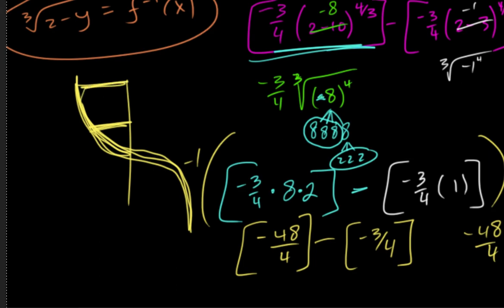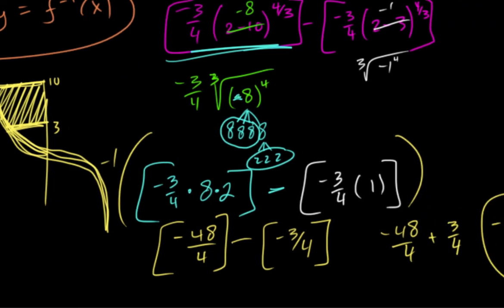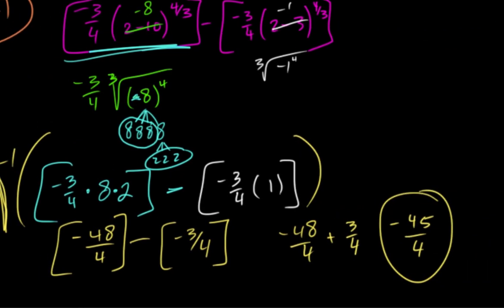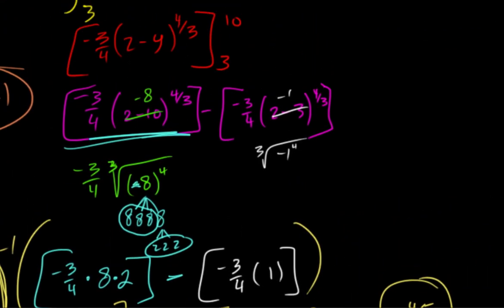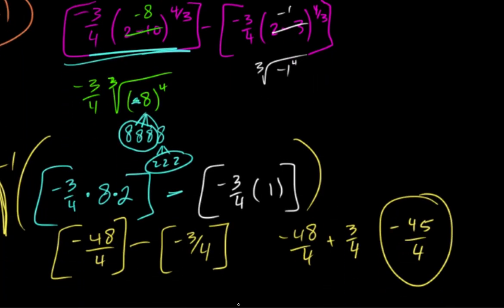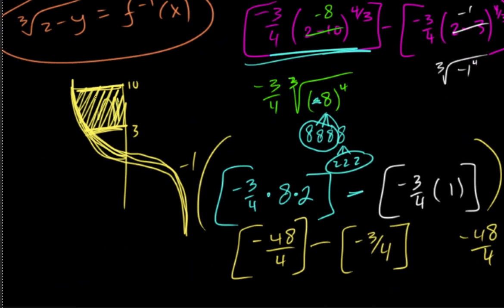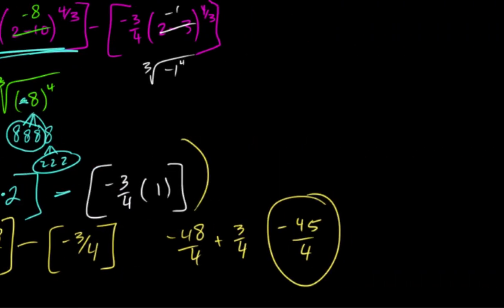Because our area is going to be right here from 3 to 10. Wait, was it 3 to 10? I forgot already. What were our limits on this one? Yeah, 3 to 10. And so really the answer is just going to be the positive version of that, so it's just 45 fourths.